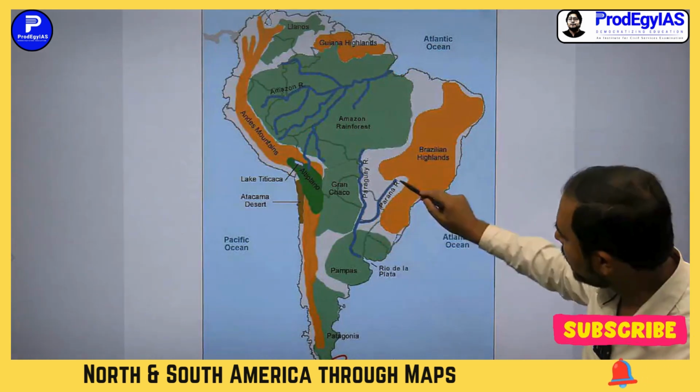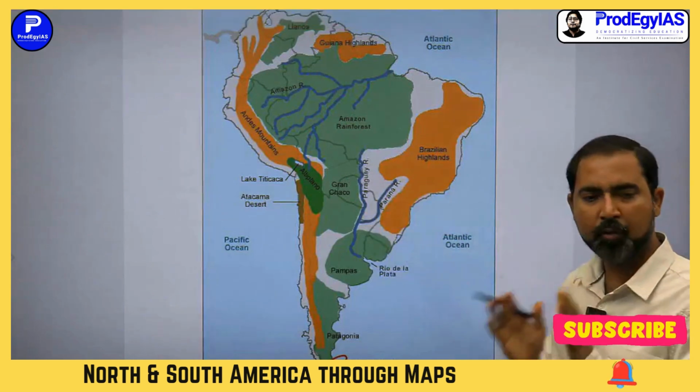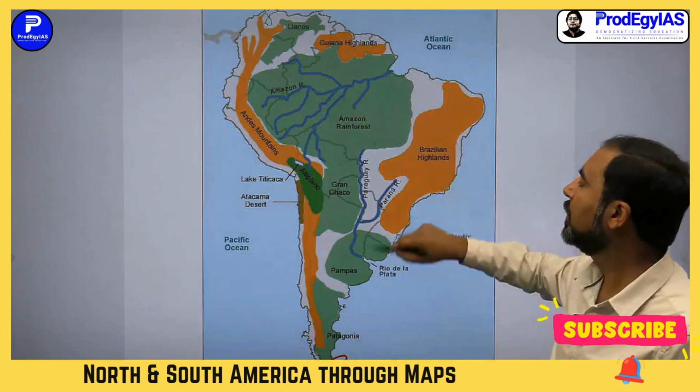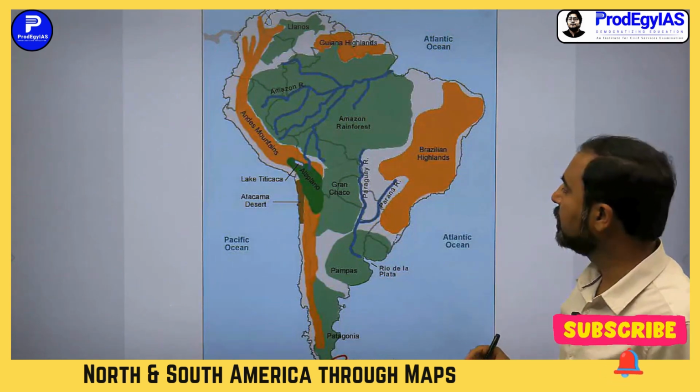This is Parana River, this is Paraguay River, and this is Parana River. This is known as the Parana-Paraguay river system. So two river systems are important. One is Amazon and second is Parana-Paraguay. है ना, आपको ये दोनों रिवर सिस्टम यहाँ पे पता है.